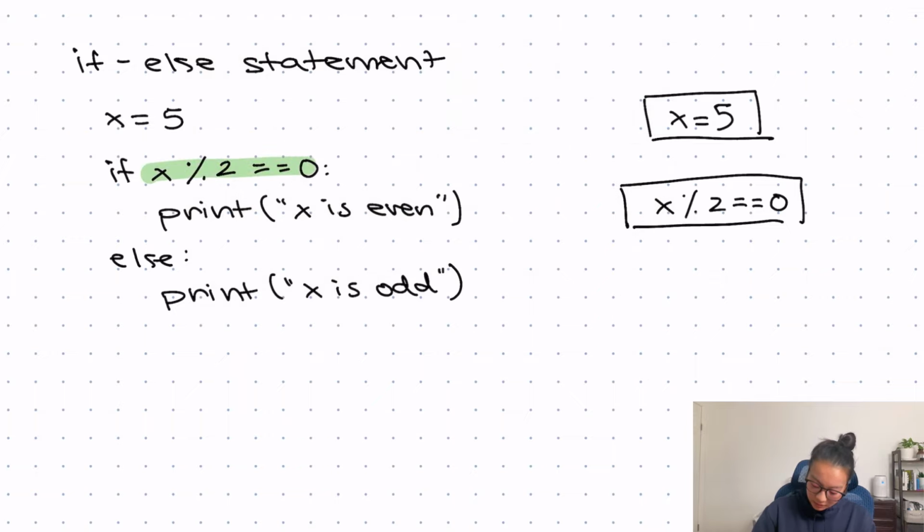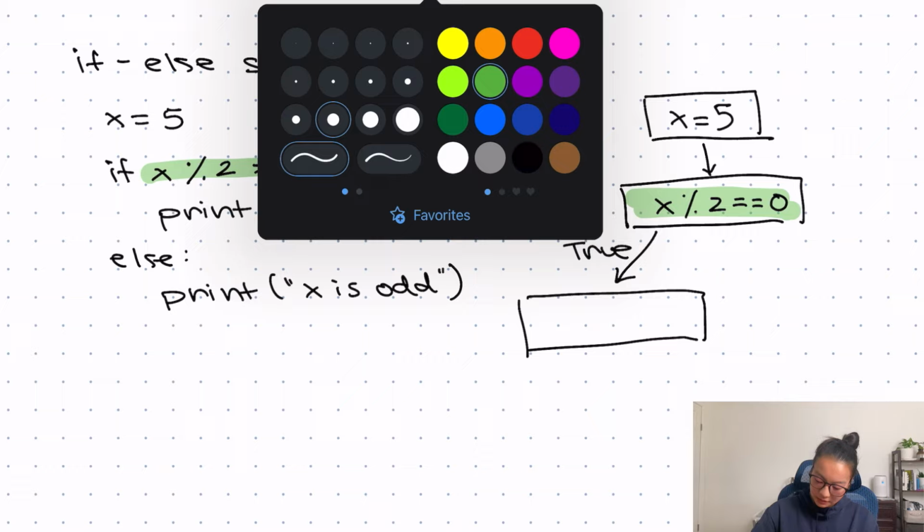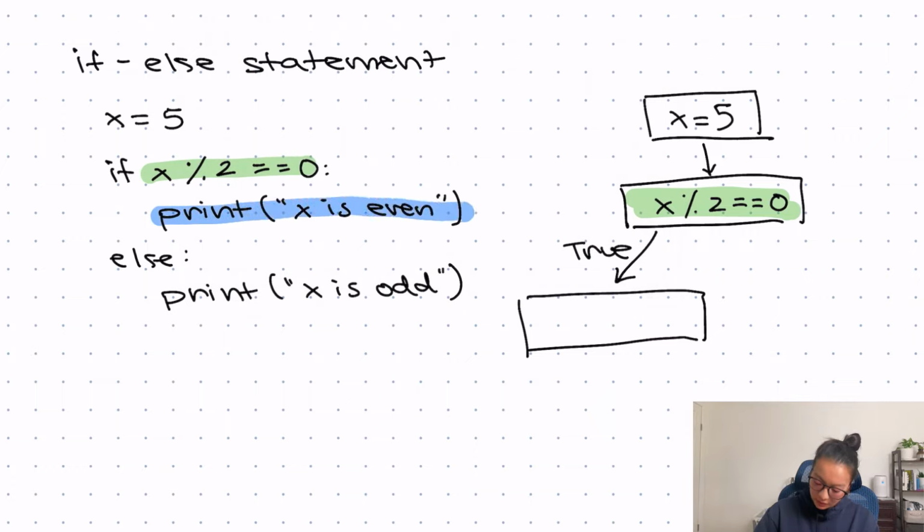Made it green. So this is our condition, right? And if this condition is true, then we go to the branch that's underneath that condition. So that is this part. So whatever is here will be under that, where we print. I'm going to make this shorter and just say even.